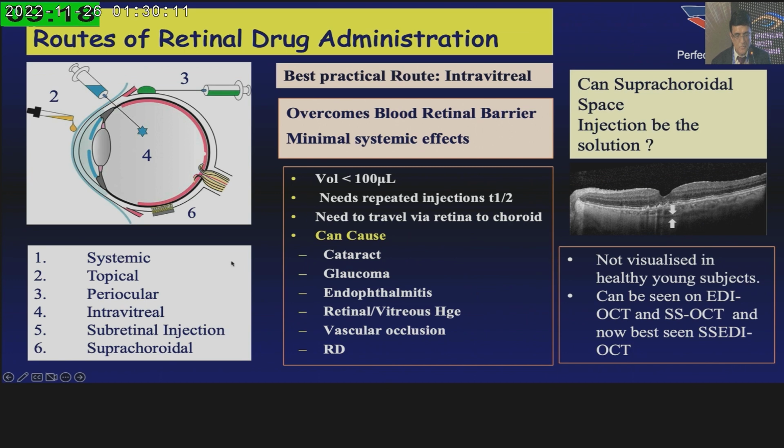So these are the various routes by which the drugs can be given to the eye. You can either give them topically, periocular, or intraocular. The best practical route at this point of time is intravitreal because it takes the drug closer to the retina and the choroid. But it has caused complications like cataract, glaucoma, endophthalmitis, retinal or vitreous hemorrhage, vascular occlusion, and retinal detachment. Normally, the suprachoroidal space is a potential space and cannot be visualized, but in some cases, you can visualize the suprachoroidal space on an OCT.